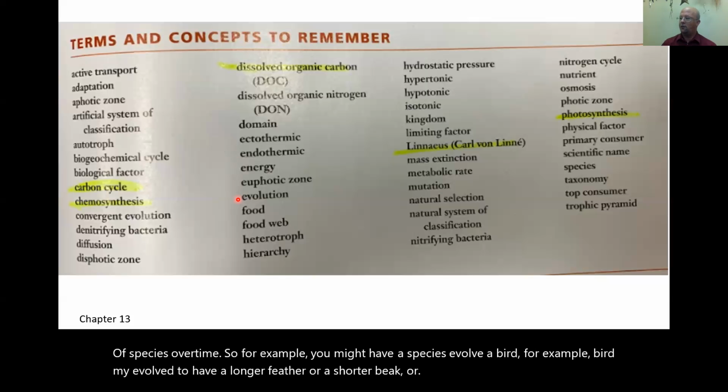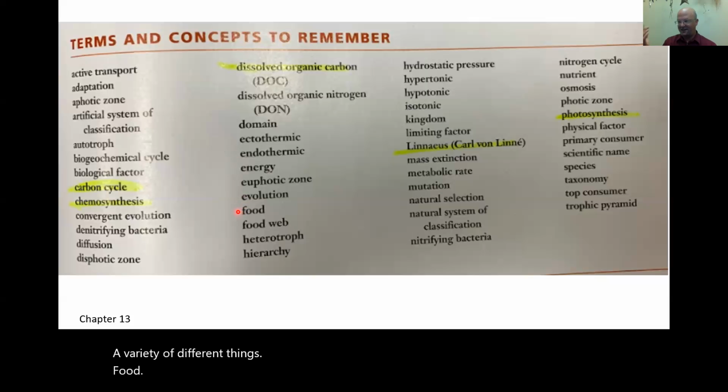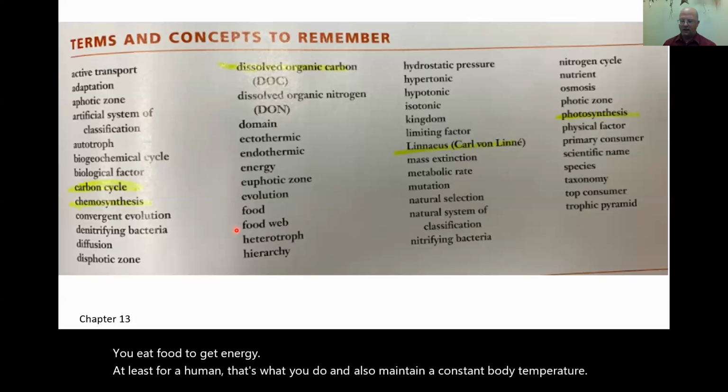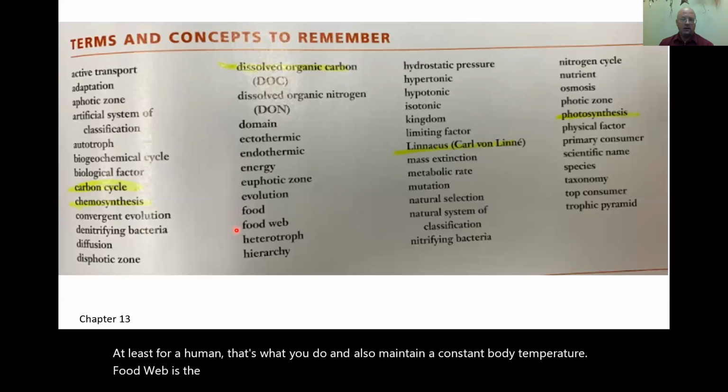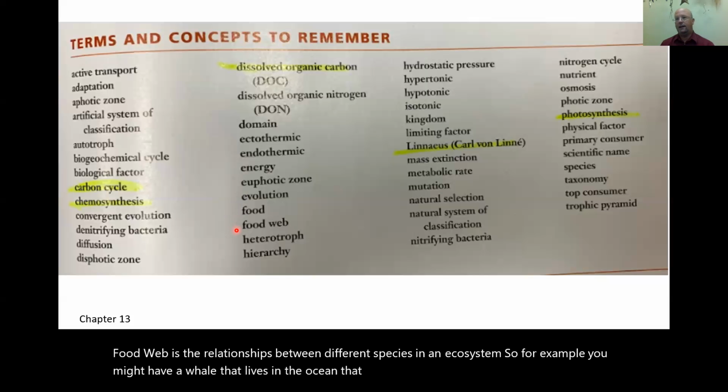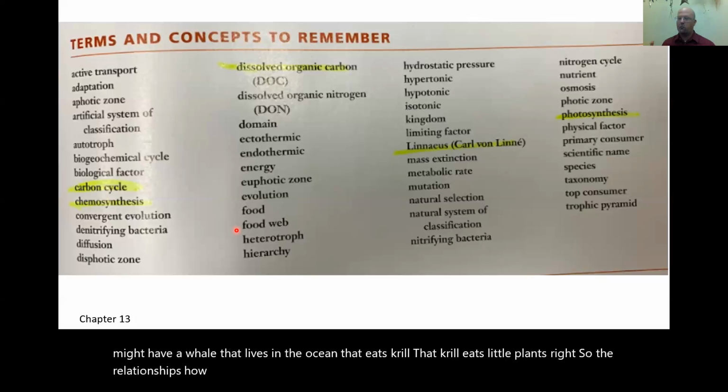Food. What is food? Stuff you eat, right? So you eat food to get energy. At least for a human, that's what you do. And also maintain a constant body temperature. Food web is the relationships between different species in an ecosystem. So for example, you might have a whale that lives in the ocean that eats krill. That krill eats little plants. So the relationships, how the different species are connected, that's the food web.